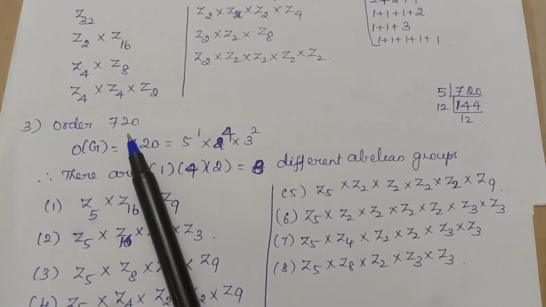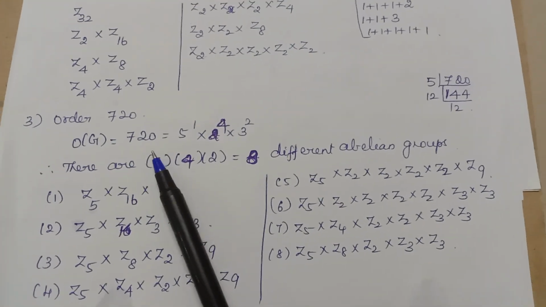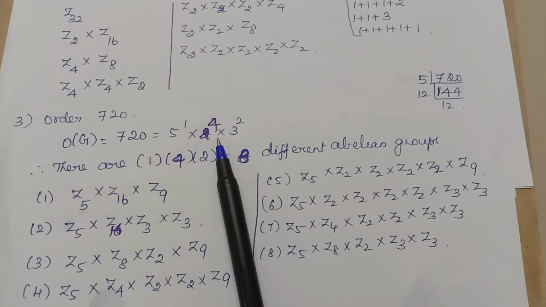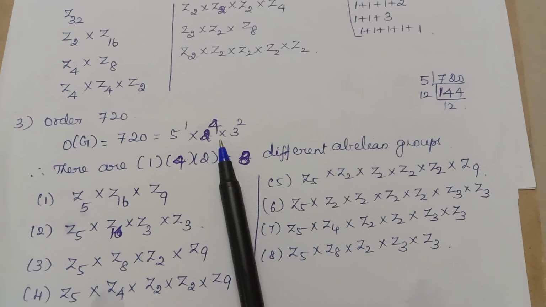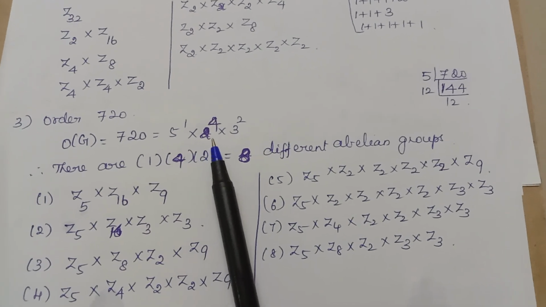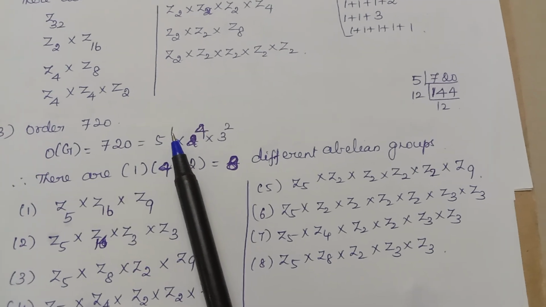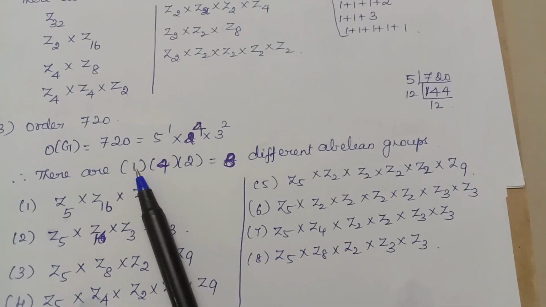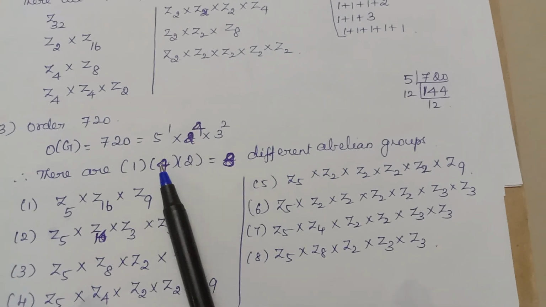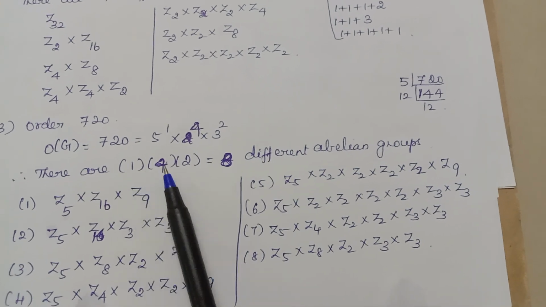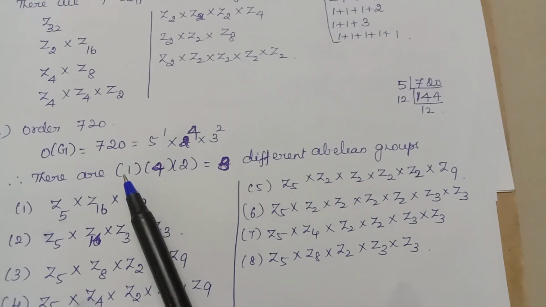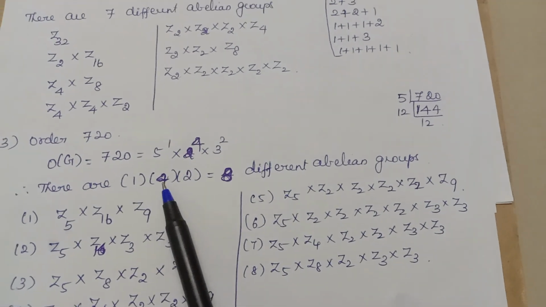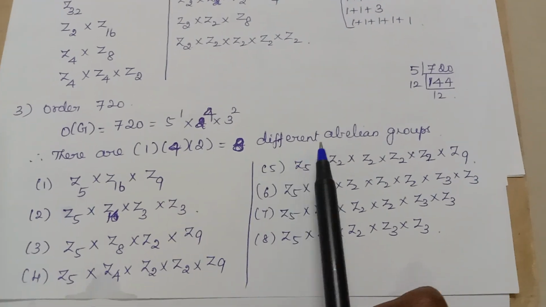Next one, for order 720. See, the prime factorization of 720 is 5 power 1, 2 power 4, 3 power 2. So it is a product of powers of 3 distinct prime numbers. So the number of abelian groups up to isomorphism will be the partitions of 1 times the partitions of 4 times the partitions of 2. I am not multiplying the powers, I am finding the partitions of the powers. There is only one partition for 1, for 4 there are 5 partitions, and for 2 there are 2 partitions. So 8 different abelian groups.